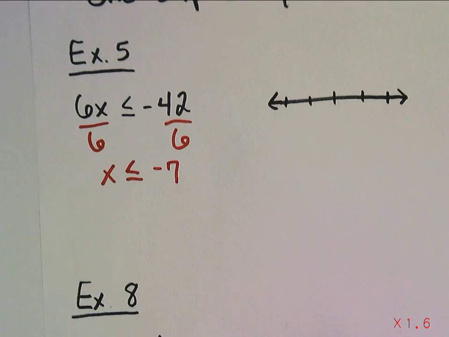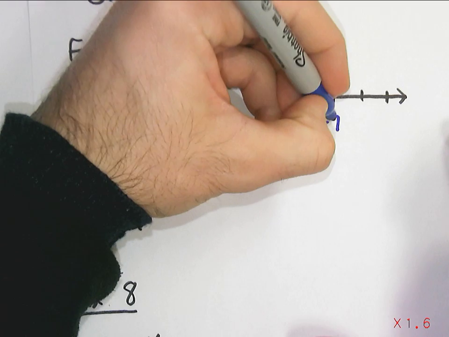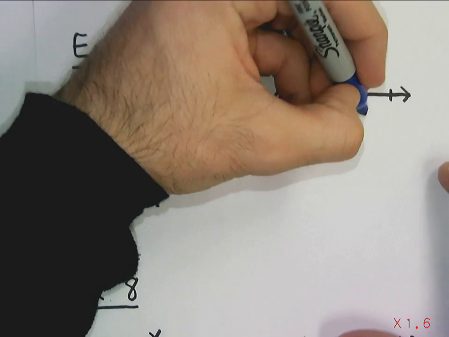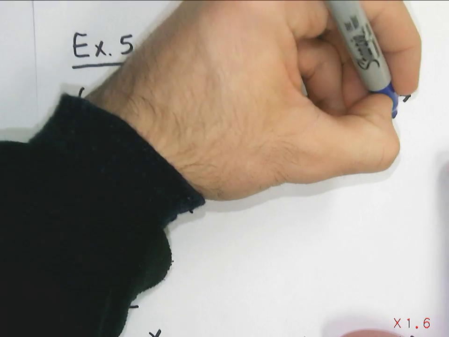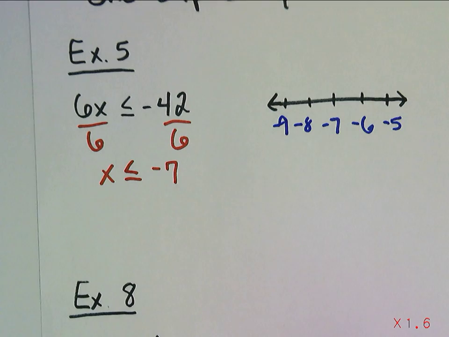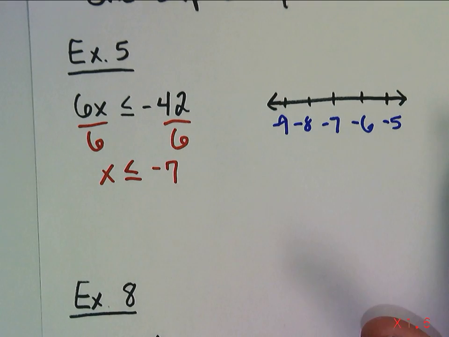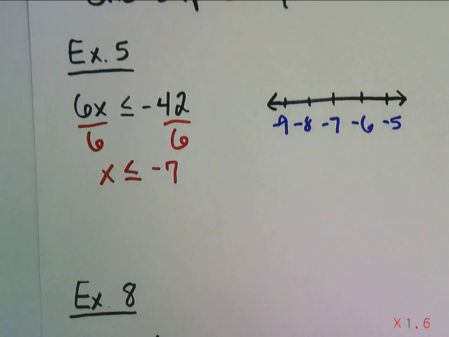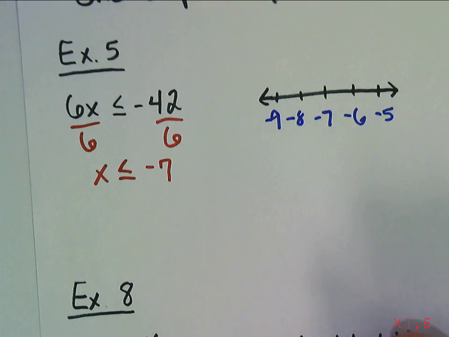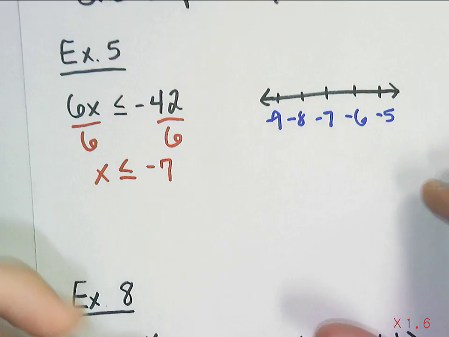That means we can graph. So I should have negative 7 here. Remember, I put my 5 numbers in, 2 above, 2 below. Negative 6, negative 5, negative 8, negative 9. I have less than or equal to. That means a closed circle. So a closed circle at negative 7.